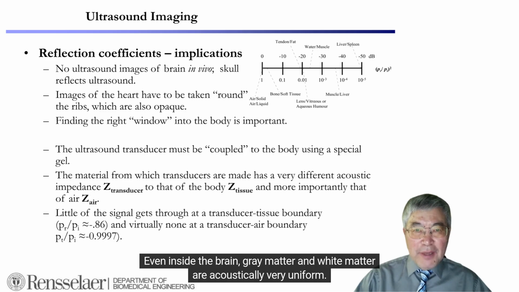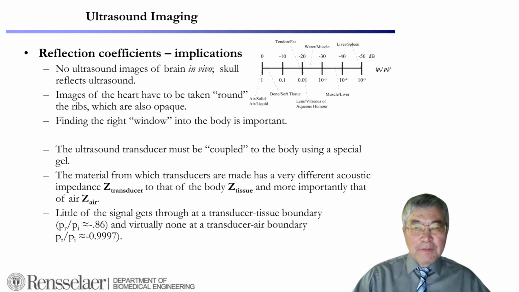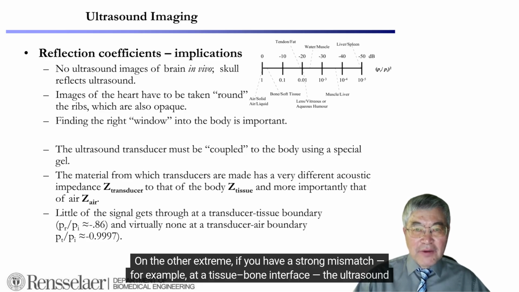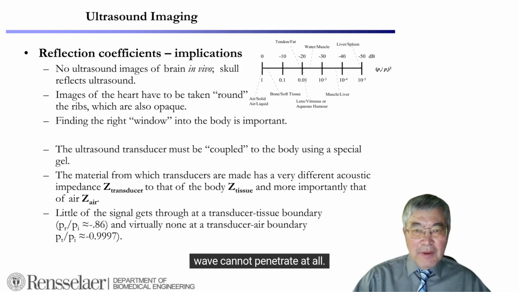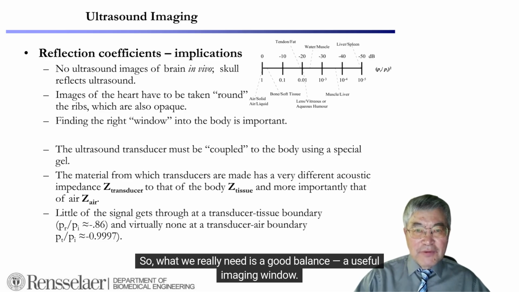Even inside the brain, gray matter and white matter are acoustically very uniform. In a uniform medium, the ultrasound wave passes straight through without much change, kind of like a transparent window. But that also means you don't get contrast. It's like when everyone in the class scores a perfect 100, I can't tell who is better because everyone looks the same. On the other extreme, if you have a strong mismatch, for example at a tissue-bone interface, the ultrasound wave cannot penetrate at all. Everything is reflected. That's like an exam where everyone scores 0. Again, I can't tell who's better. So what we really need is a good balance, a useful imaging window.